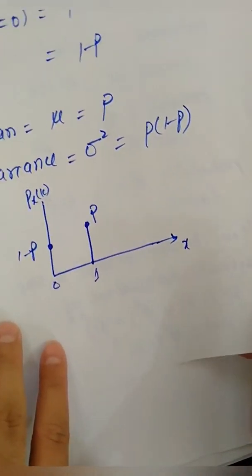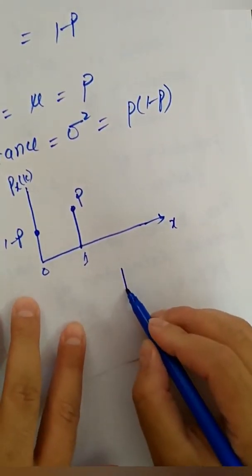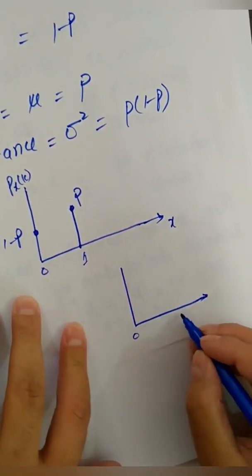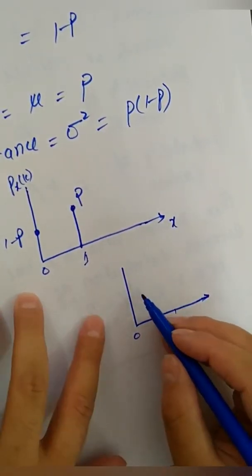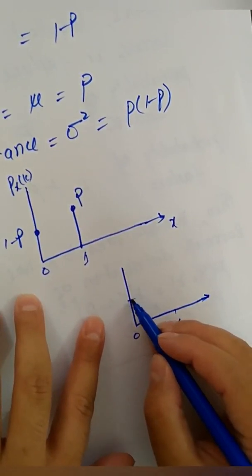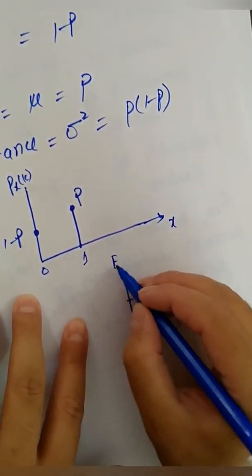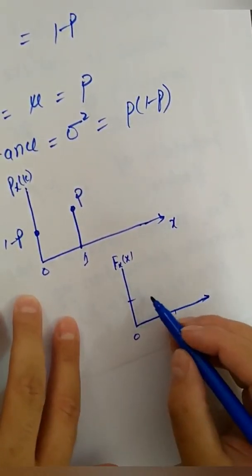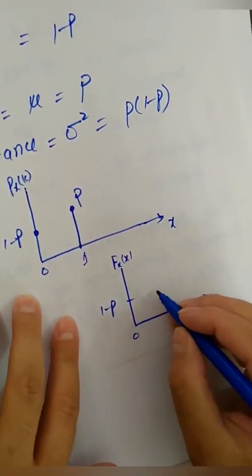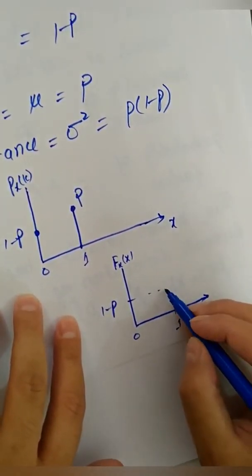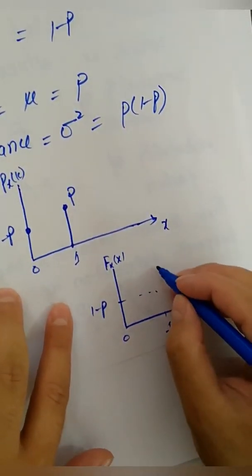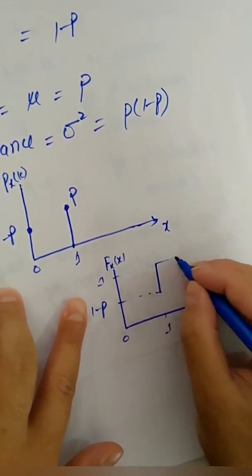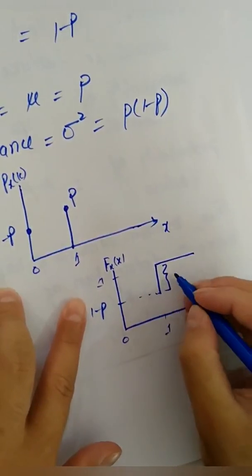So from probability mass function we can find the CDF. CDF would be like this. For k is equal to 0, the probability of failure, we represent CDF as capital F of x. So it is 1 minus p. So when k is equal to 1, the CDF would be like this. This is p.